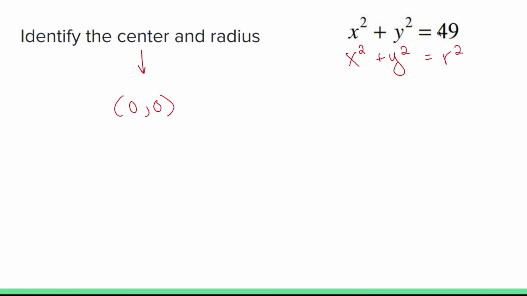The other part is also not so bad. In order to find the radius, r squared is 49. So if r squared is 49, we're going to take the square root of both sides.